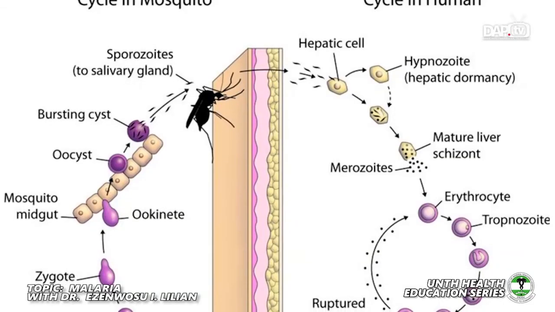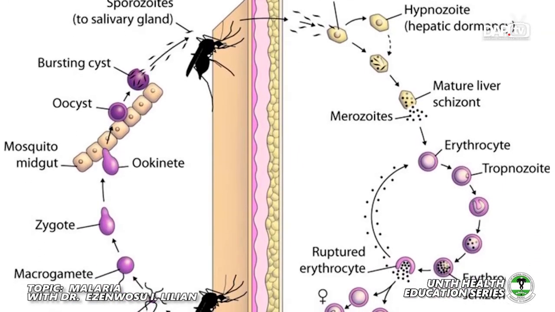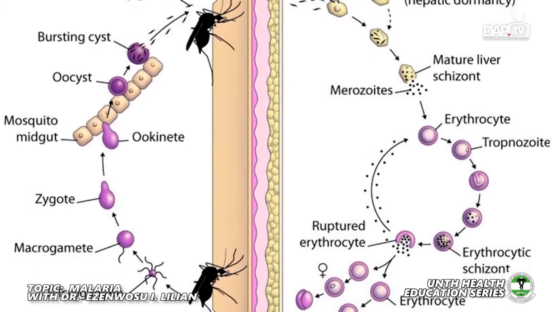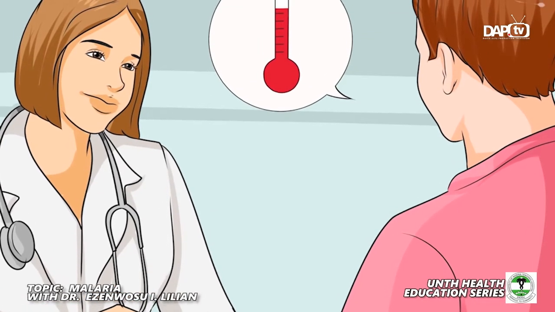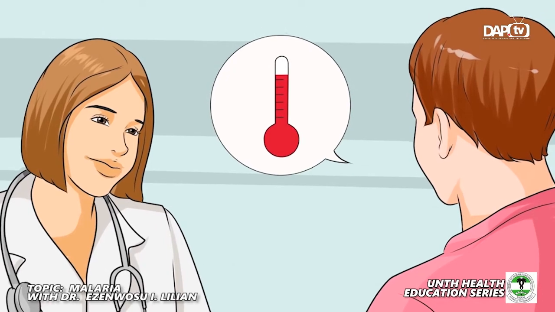How can malaria be treated? It can be treated by use of artemisinin-based combination therapy. But before you treat, you need to do a test. And that test is being done to detect the malaria parasite by using a rapid diagnostic test or a blood film test. Having said all those symptoms, once you have those symptoms, you need to go to the hospital for your treatment. In conclusion, malaria can be prevented and can be treated if detected early.